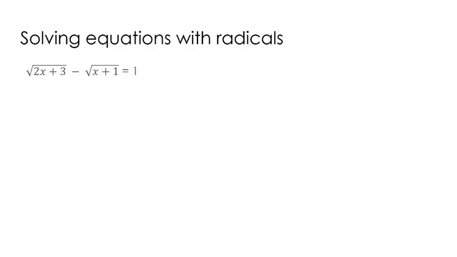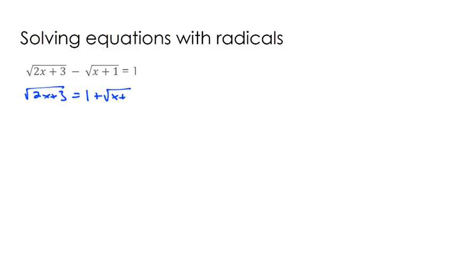Here's our next problem. Now this problem actually requires a lot more work because we have two different radicals in two different terms. So we're still going to follow the same method we did last time. It's just going to get a little bit hairy algebraically. So what I'm going to do first is isolate one of my radicals, and it doesn't matter which one.